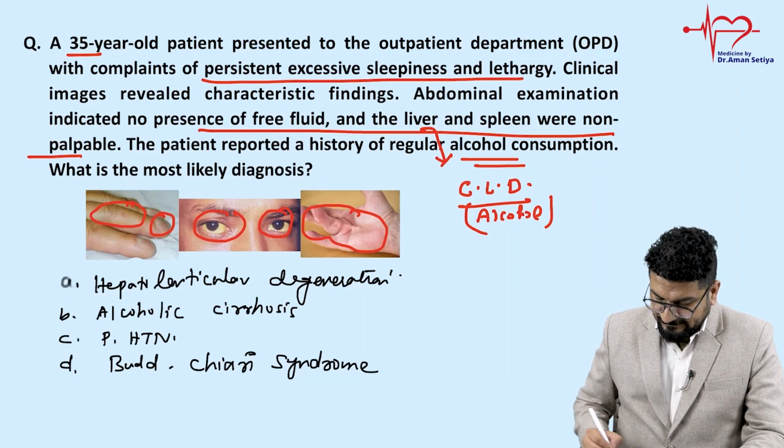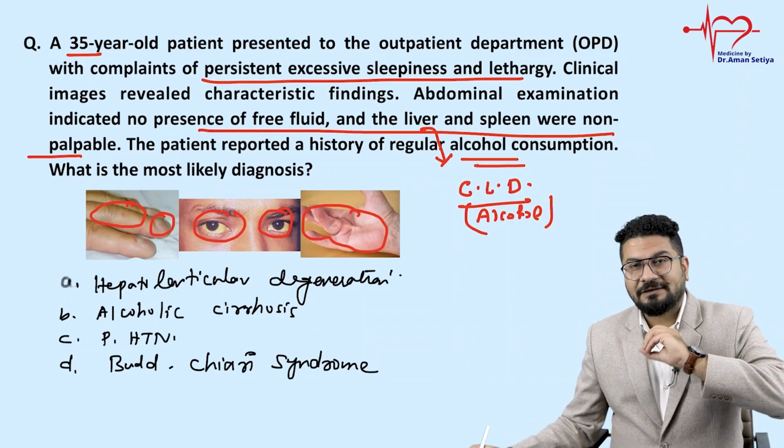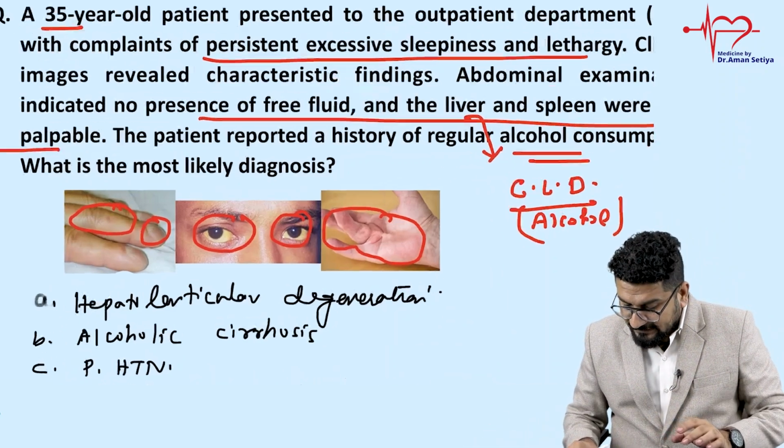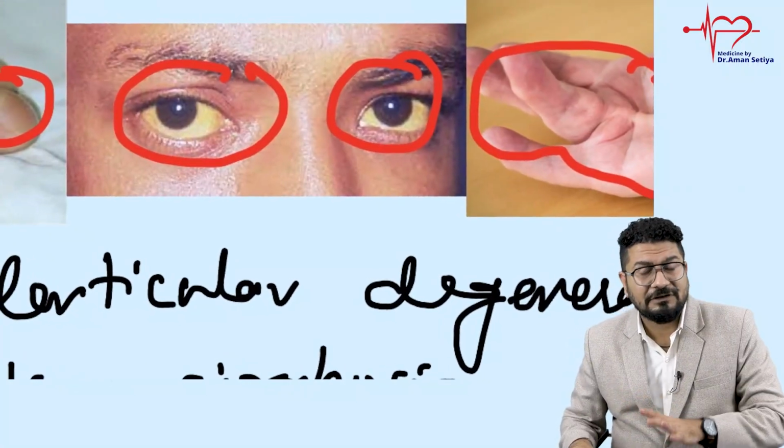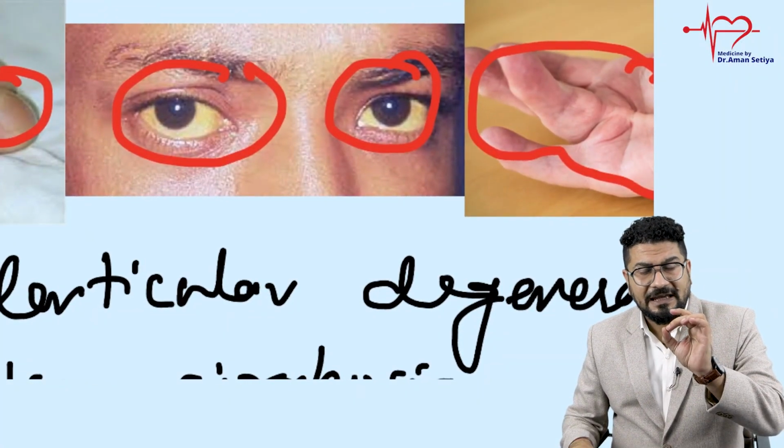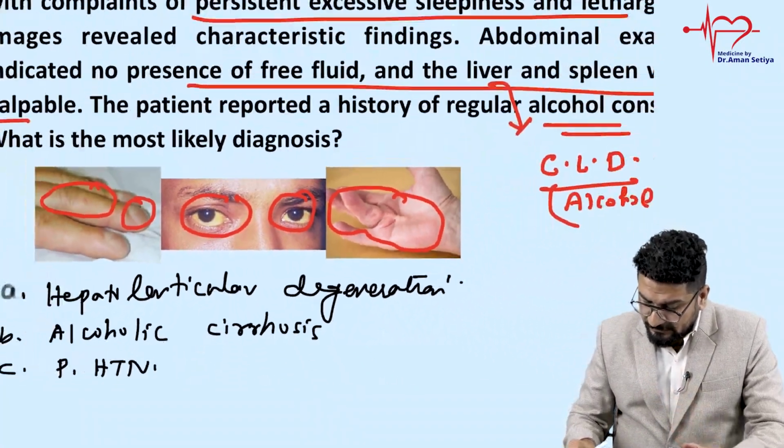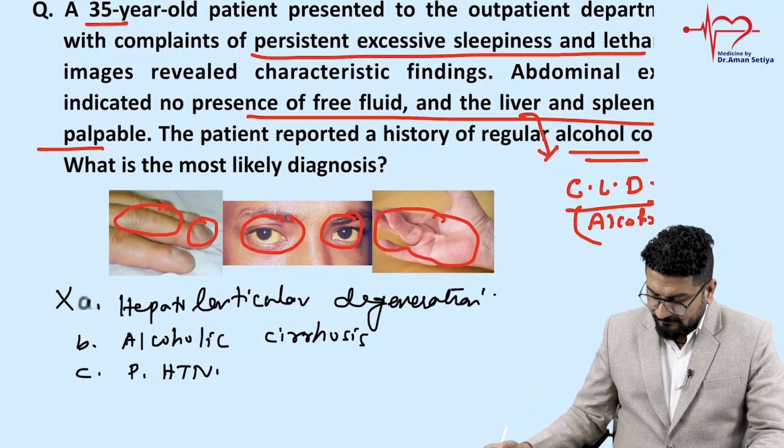Hepatolenticular degeneration is Wilson disease. Whenever we see an image of the eye, we try to mark the answer Wilson disease. Remember, not necessarily. Let me zoom in. Can you see any Wilson disease? No. Can you see any Descemet membrane ring, KF ring? No. Can you see sunflower cataract? No. So it is not hepatolenticular degeneration.